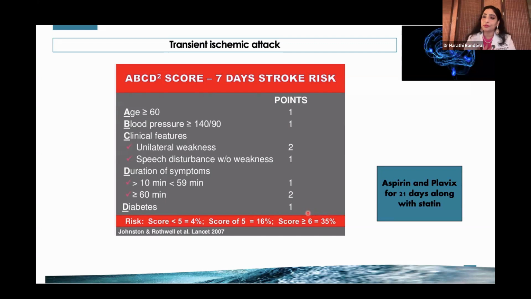What do you need to treat with? As per the CHANCE trial, you need to treat with aspirin and Plavix for 21 days, followed by aspirin along with a statin. Please educate the patient, and lifestyle modifications. Very important. This is the minimum that you can do as a physician. You do not have to be a neurologist to do all these things. That's why it's important to know and identify the stroke as soon as possible.